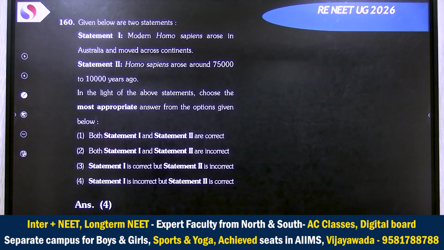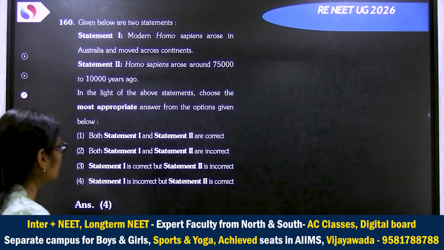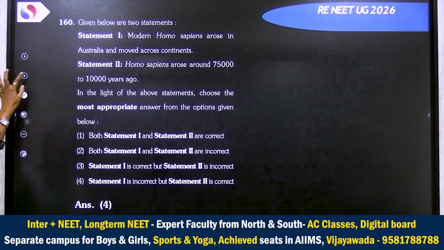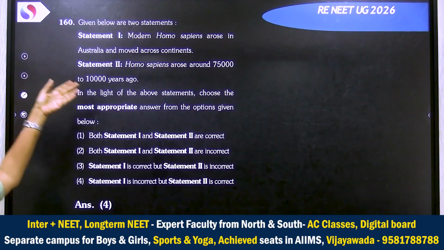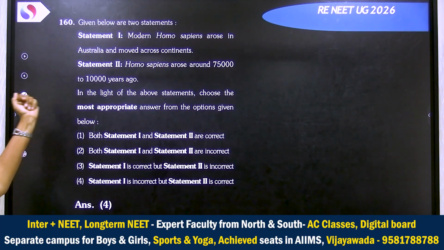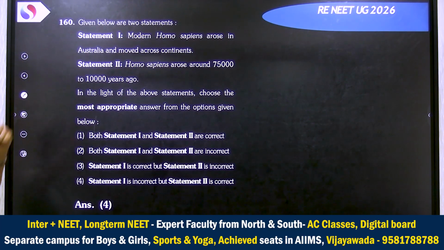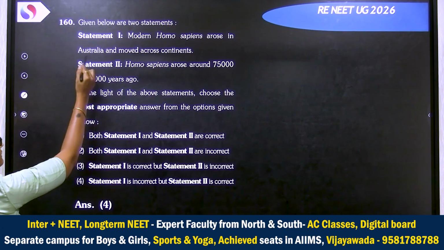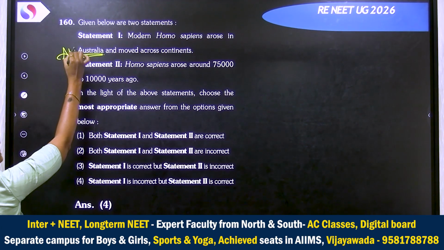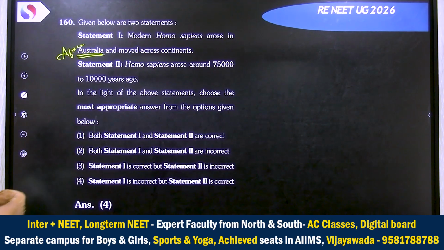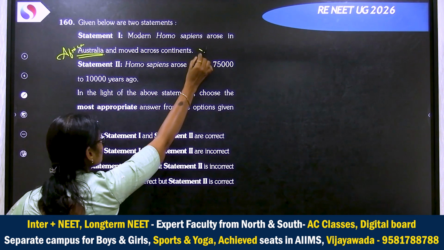Given below are two statements. Modern Homo sapiens arose in Australia and moved across continents. The previous question we have seen is from evolution, and question number 160 is also from evolution. These are direct NCERT lines. Modern Homo sapiens arose in Australia, they gave. Check the line in your NCERT: did it arise in Australia or in Africa? It arose in Africa. So here statement 1 will be a false statement.